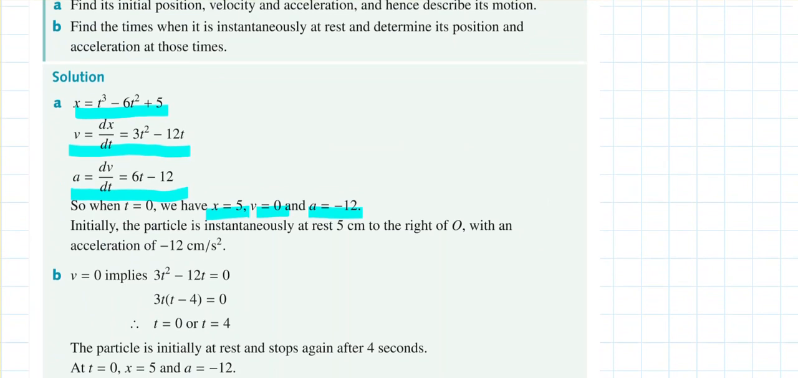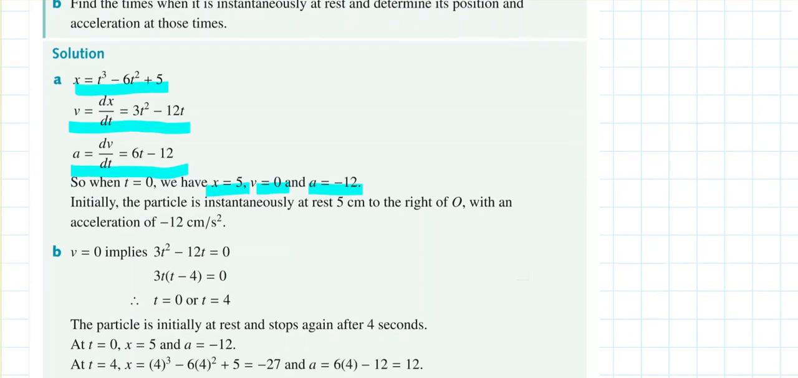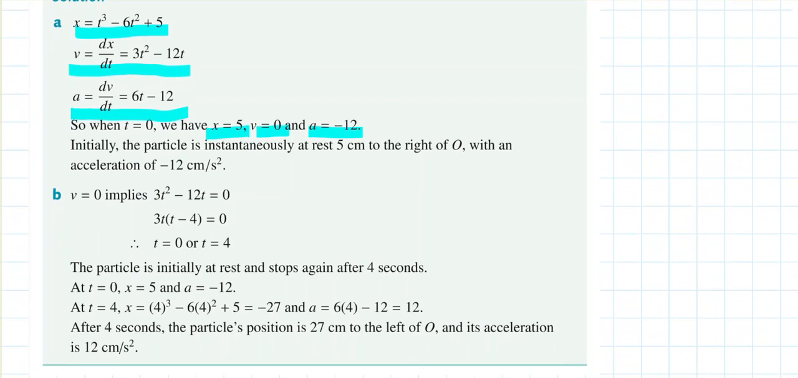Second question is B. Find the times when it's instantaneously at rest and determine its position and acceleration at those times. So we want it to be at rest, so we're having a look at the first derivative, and when we say it's 0, we're going to find that the tangent has a gradient of 0, and that's a stationary point, so it's at rest. Good.